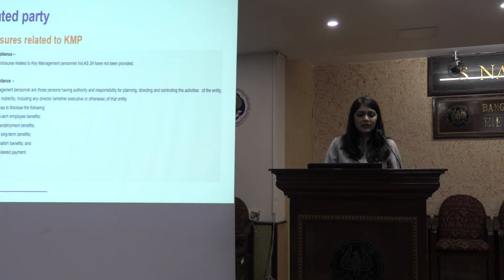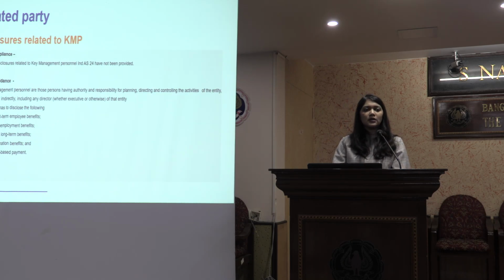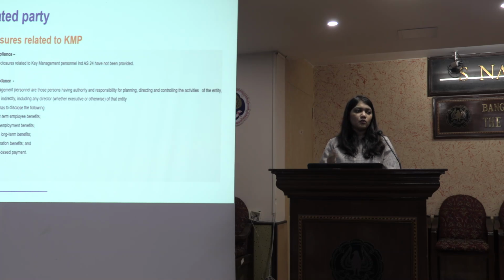So related party, I think the normal disclosures that we provide for related party, first of all we have to provide the relationships: who is the holding company, what are the subsidiary companies, associate companies, then any entities over which we have significant influence, any entities where the KMPs have significant influence, and also who the KMPs are. All those disclosures first need to be provided.